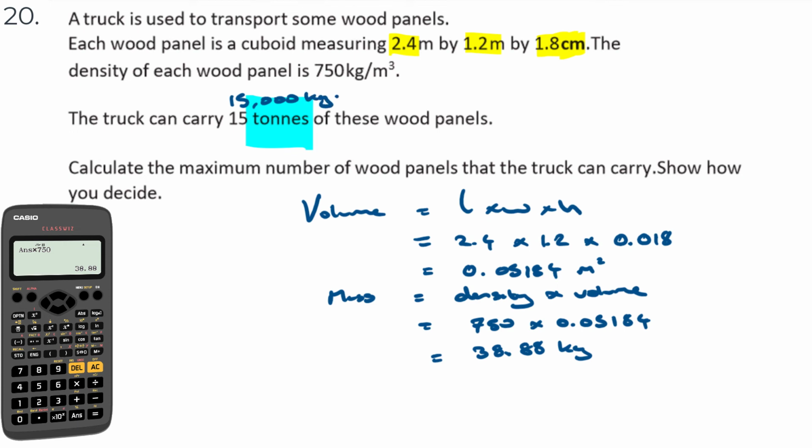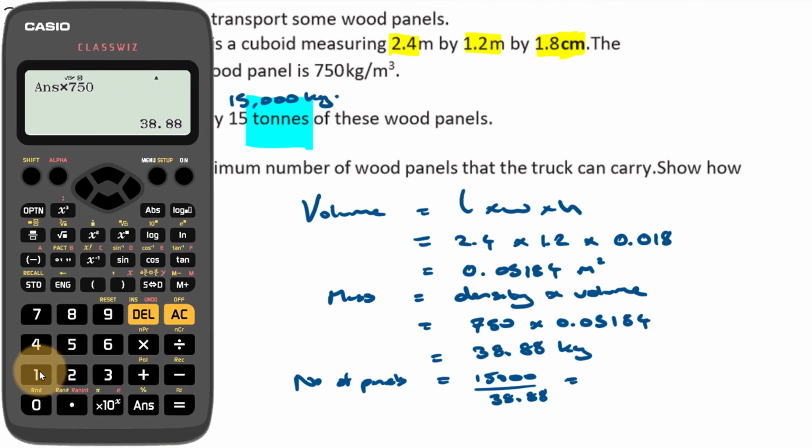So how many panels that weigh 38.88 fit into the carrying capacity of the truck? The number of panels is going to be the 15,000 capacity of the van divided by the weight of one panel, isn't it? What's that then? 15,000 divided by 38.88.